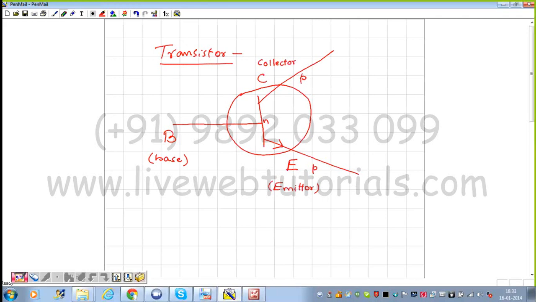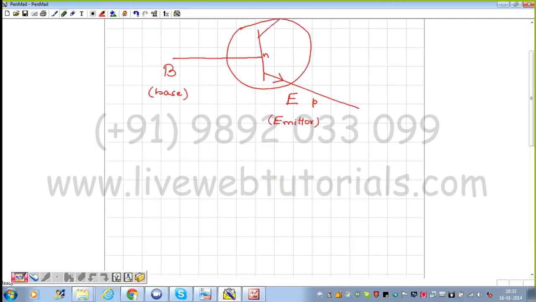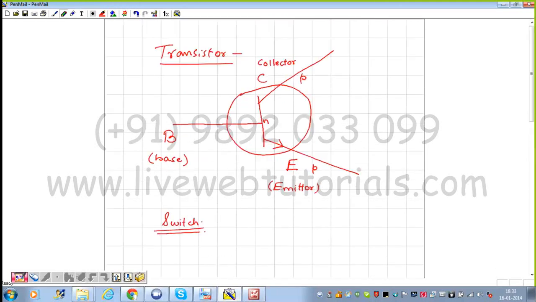Now what is the use, or what is the function of this transistor? See, the basic function of a transistor is that it is going to act like a switch. Now how does it act like a switch? In simple language, if there is a base current, then the current flows through the collector and it passes through the emitter.